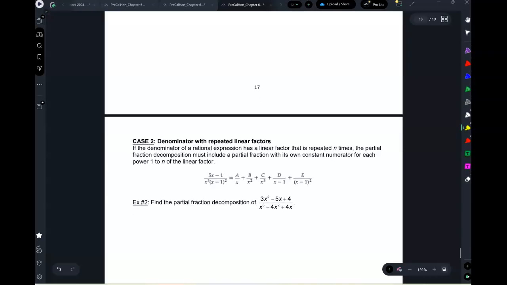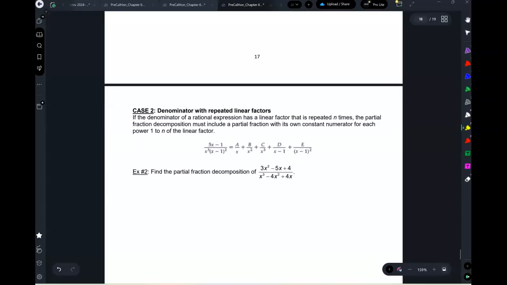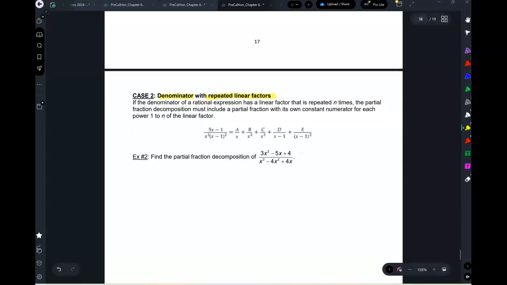So, case 2. What if you have a denominator with repeated linear factors? What then? Well, if the denominator of a rational expression has a repeated linear factor n times, then the partial fraction has to have a repeated fraction for each of those. Okay, what do I mean by that? Take a look at this.